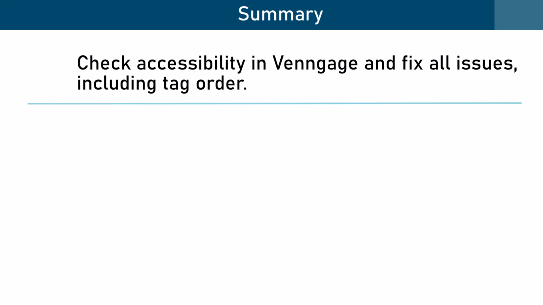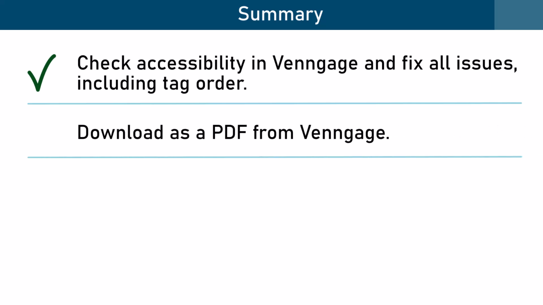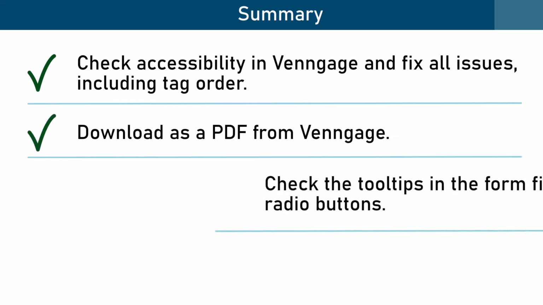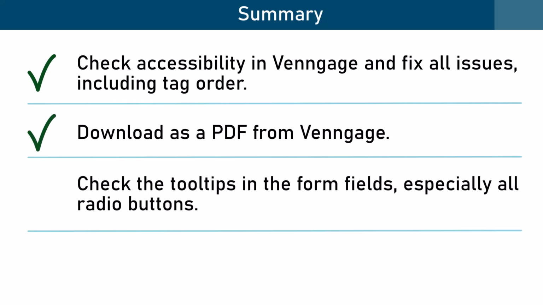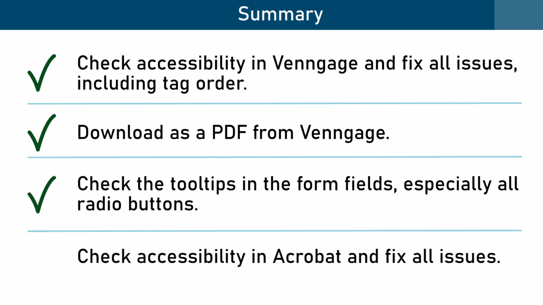To summarize, check accessibility in Venngage and fix all issues, including tag order. Download as a PDF from Venngage. Check the tooltips in the form fields, especially all radio buttons. Check accessibility in Acrobat, and fix all issues.